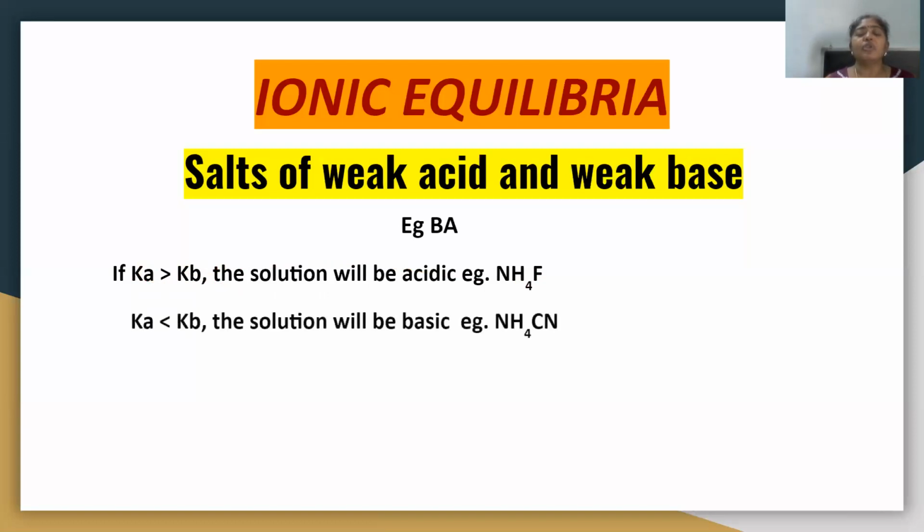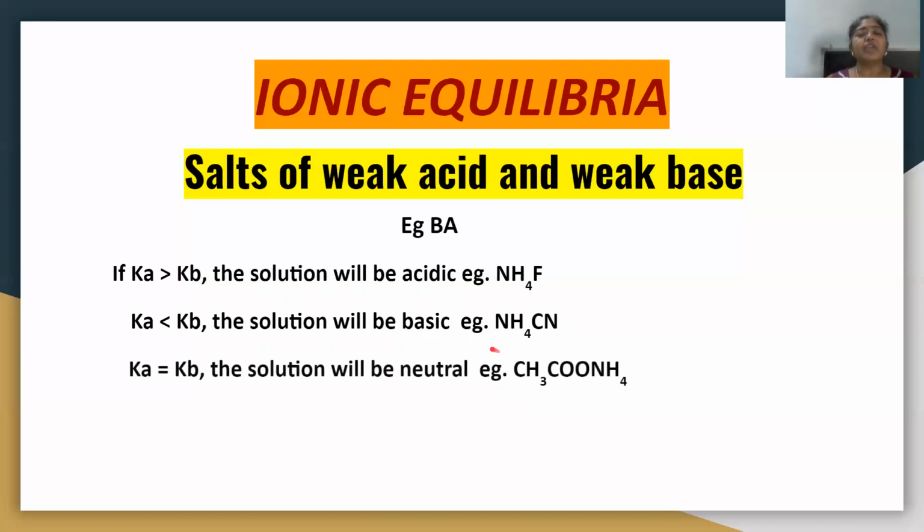Now you would have understood that suppose the Ka value is less than Kb, then what happens? That means the Kb value is more. So if the Kb value is more, the solution will be basic. For example, if I take an acid which is weaker than hydrofluoric acid, I have taken here HCN, that is hydrogen cyanide. So here ammonium hydroxide is comparatively stronger than hydrogen cyanide. So the dissociation constant for the weak base is more, and hence the solution is going to be basic. So this salt is called ammonium cyanide.